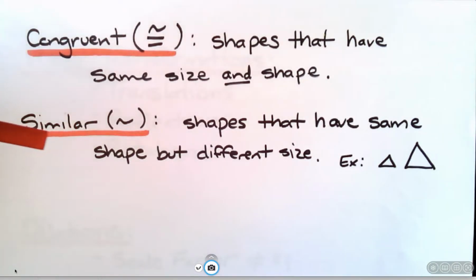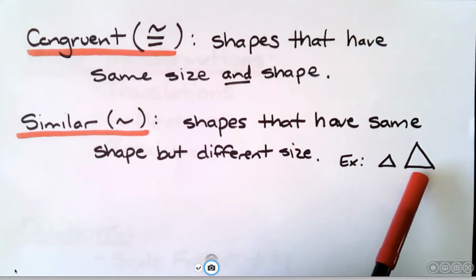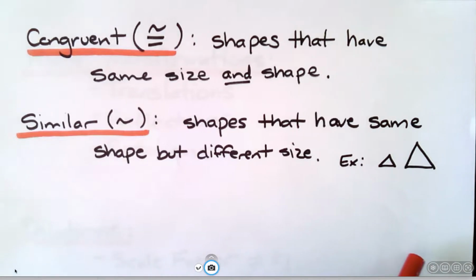Similar shapes, on the other hand, are shapes that have the same shape but a different size. So for example, you could have a small triangle and a big triangle, same shape, right? Same angles, but they're clearly a different size. And we indicate that with just the squiggle.